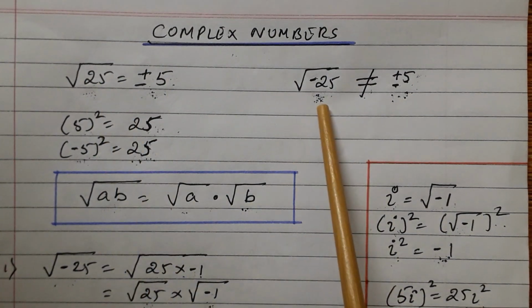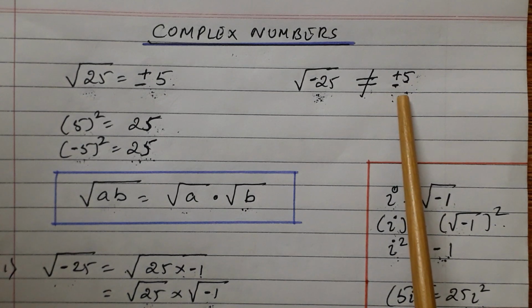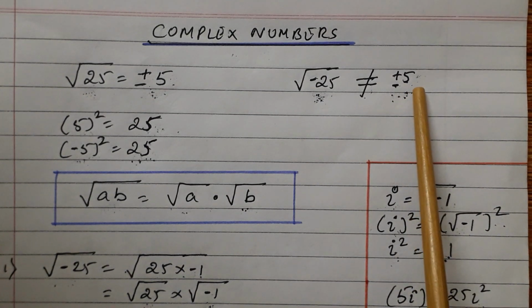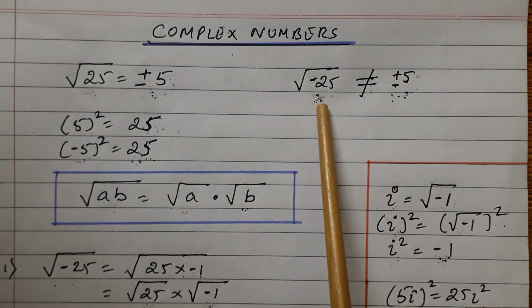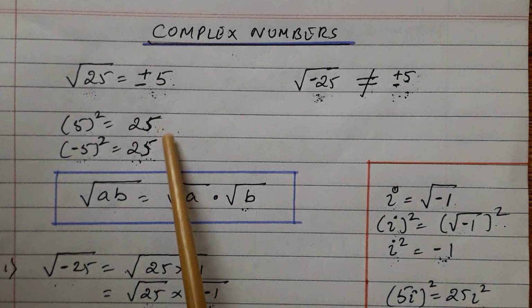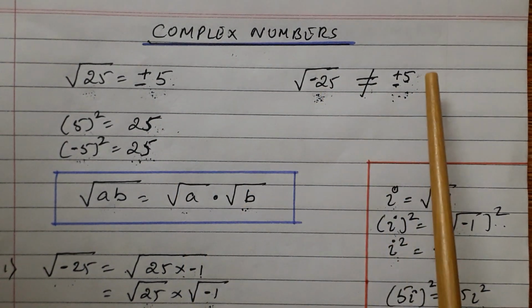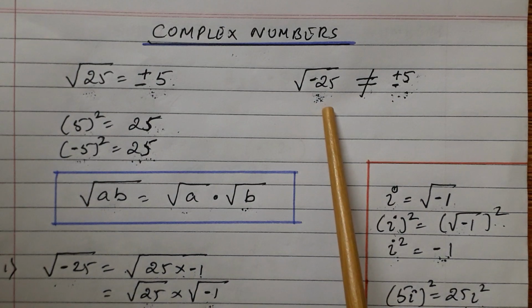However, the square root of negative 25 is neither 5 nor minus 5, because on squaring plus 5 or minus 5 we do not get minus 25. Rather we get 25. So if plus 5 or minus 5 is not the square root of negative 25, then what is the square root of negative 25?